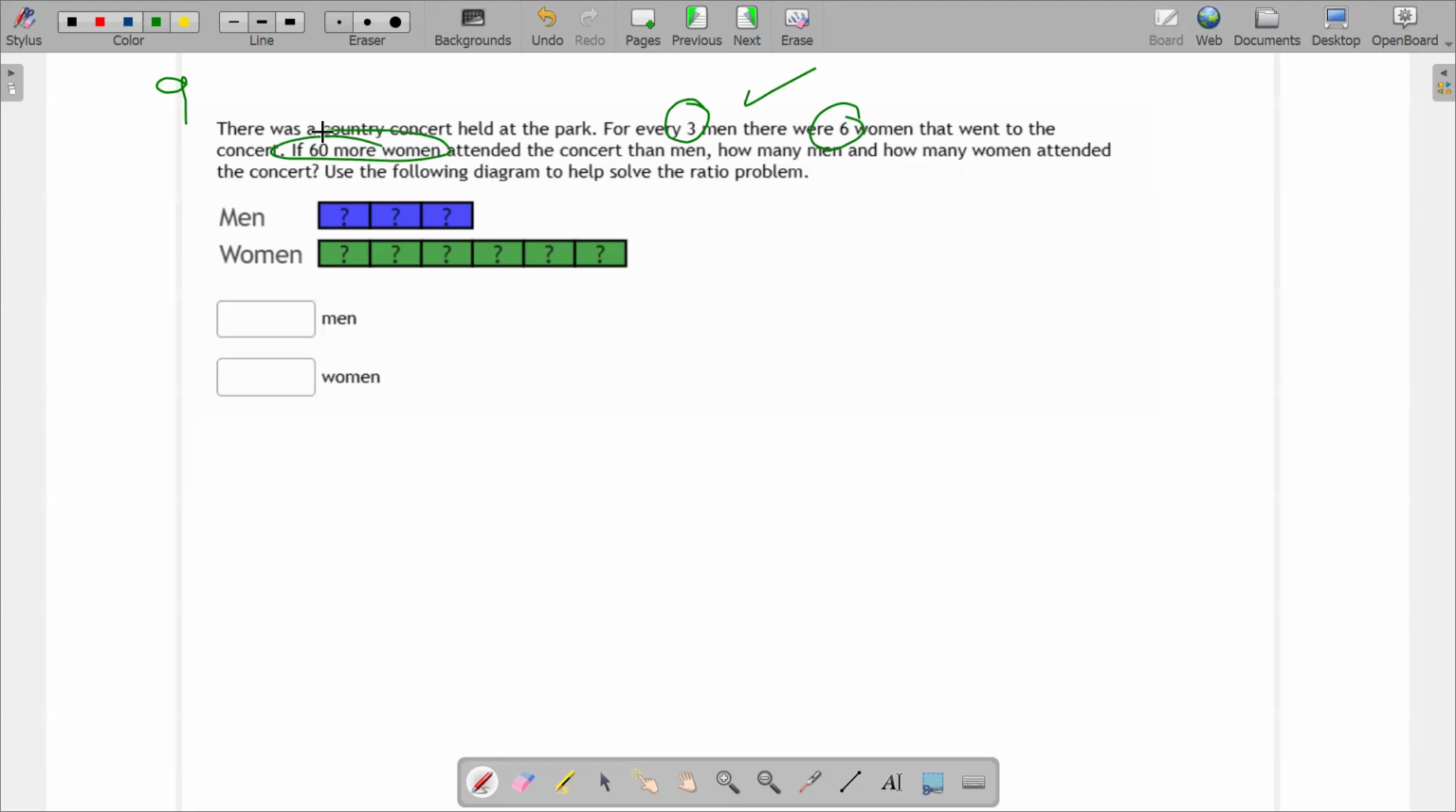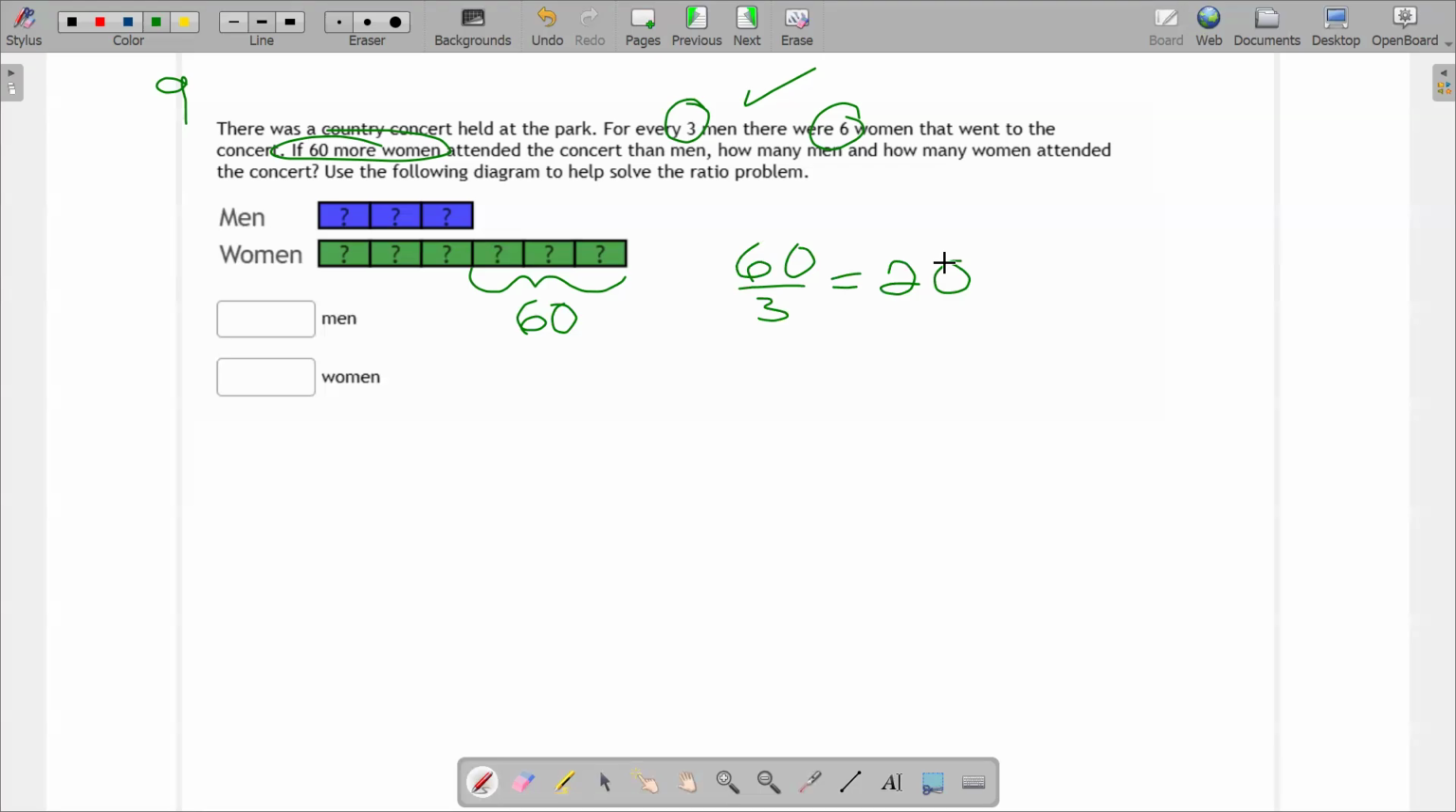Next, we need to get that 60 more women in there. Well, looking here, these blocks are the more women, right? And according to the information, there's 60 women that fill those boxes. If 60 women fill those 3 boxes, how much is each one worth? Well, that's just 60 divided by 3. 3 goes into 60 20 times.